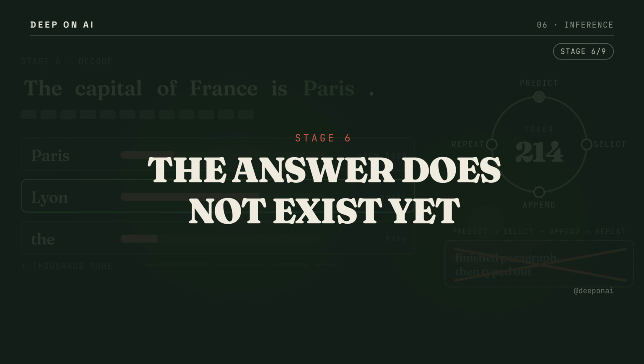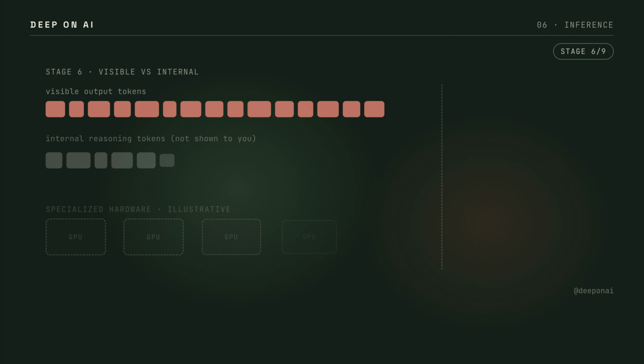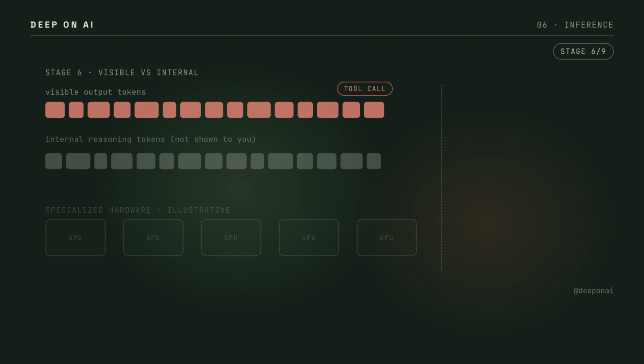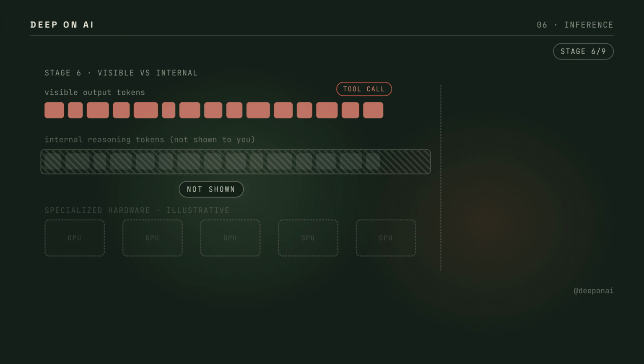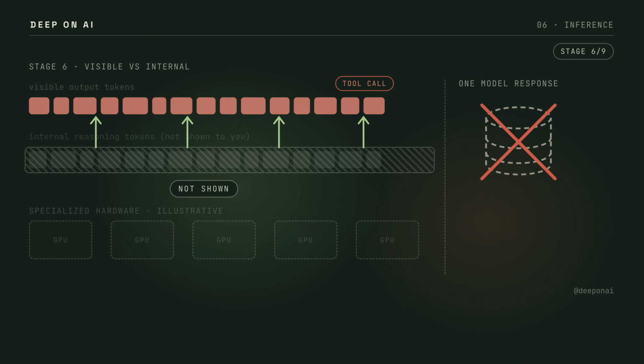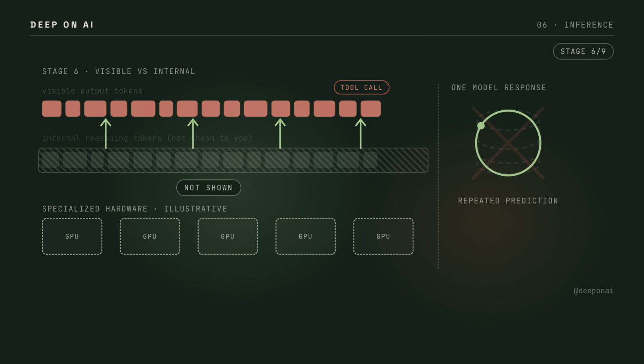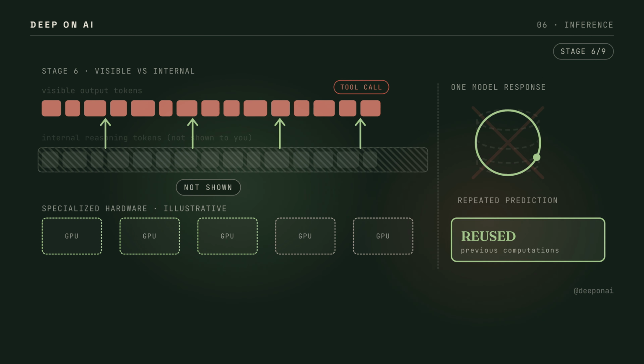It is generated sequentially. Reasoning models can also use additional reasoning tokens for internal computation before or between visible outputs and tool calls. Those internal steps do not need to be shown to the user for the final answer to benefit from them. One model response is therefore not a single database lookup. It is a repeated prediction process running across specialized hardware, with previous computations reused wherever possible.